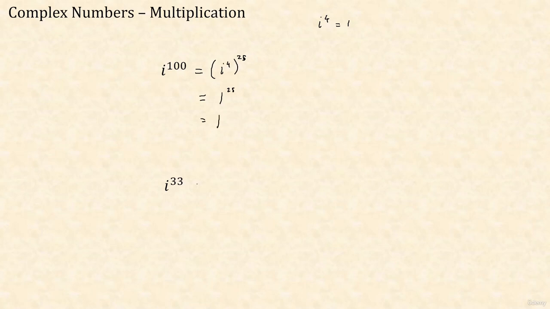How about this? Well, let's think about groups of 4. 32 is a multiple of 4 close by, so I could split that into i to the 32 times i to the 1, or just i. Well, i to the 32 is just 1, because that's i to the 4 to the power of 8. So we just get 1 to the 8, which is 1, times i, and the answer is i.